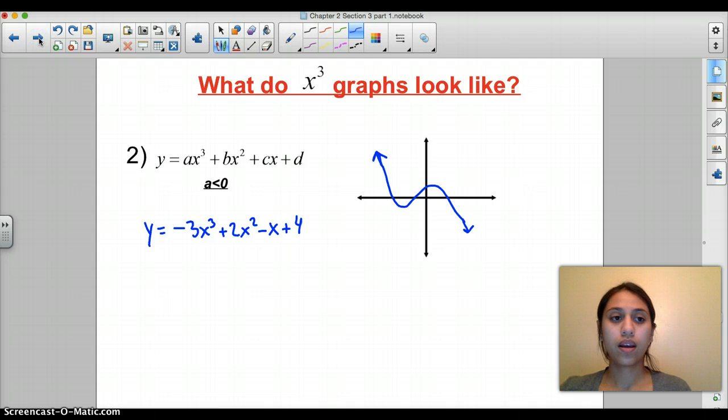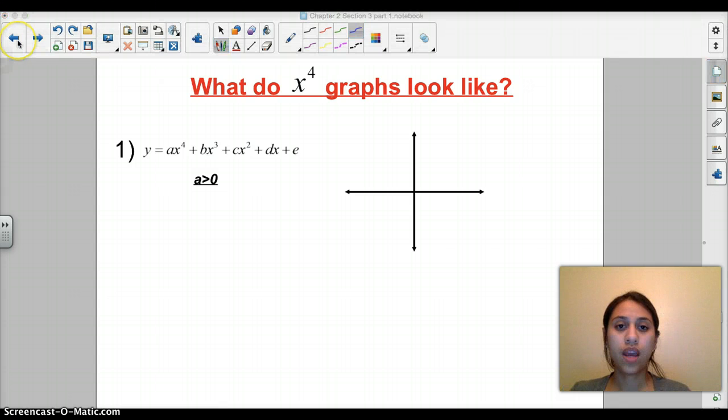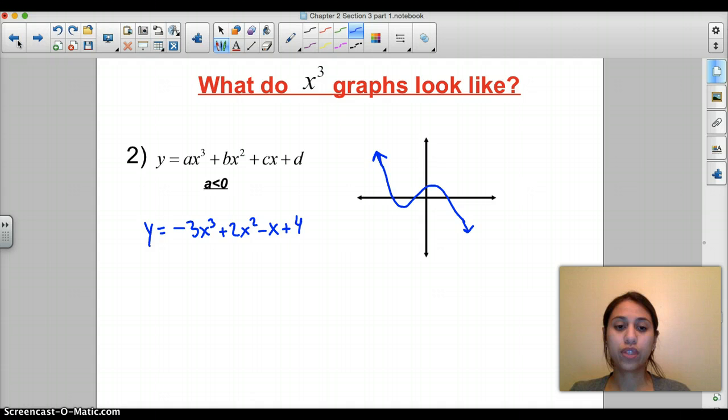Okay, and next, we have the x to the 4th, or the quartic. Actually, we're going to go back because I wanted to reference what happens here. So as x increases, y now decreases. And as x decreases, y increases.